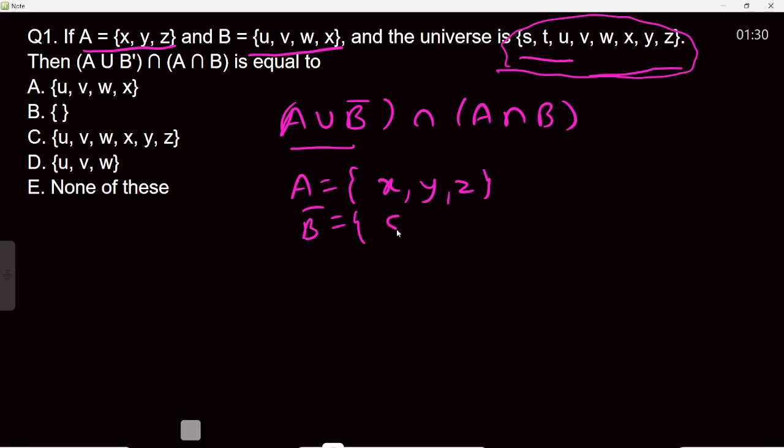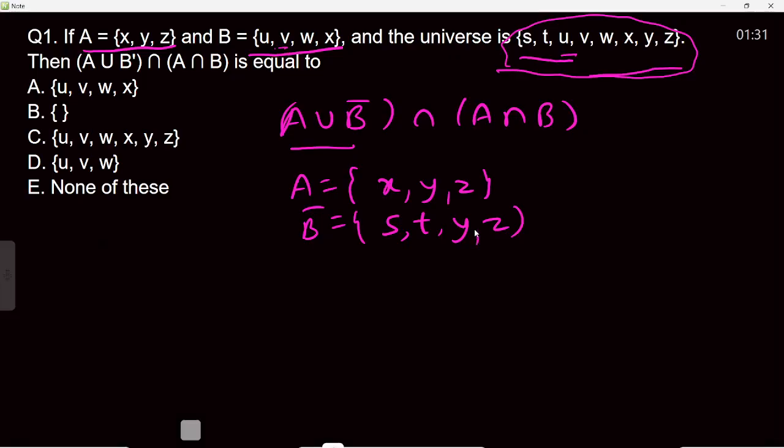So first one is S, which is not in B. Then T is also not in B. Okay, then this U is present. See, U is present in both, so we will not write U. Then V is also present, W is also present, then X is also present, then Y and Z. So this is the B bar set.